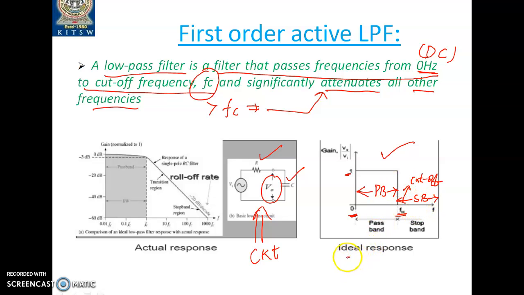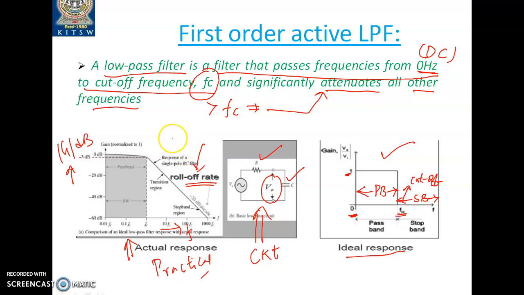This is an ideal response, but practically it may not be the same case. Here on the left-hand side you can see an actual response, the practical case. This kind of waveform we are going to see, with frequency on the x-axis and gain in decibels on the y-axis. Same here, at low frequencies the gain is maximum, and as you increase the frequency, the gain stays constant for a duration and then falls down. This is the roll off rate. In the previous unit we have clearly mentioned what the roll off rate is.